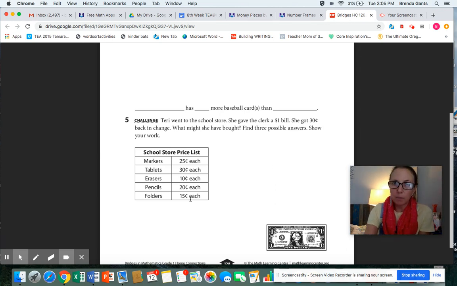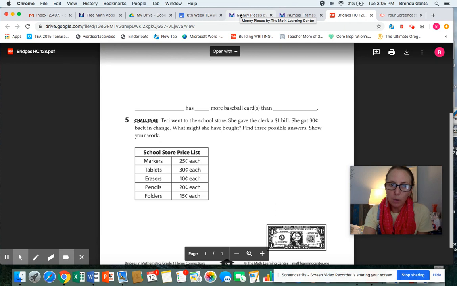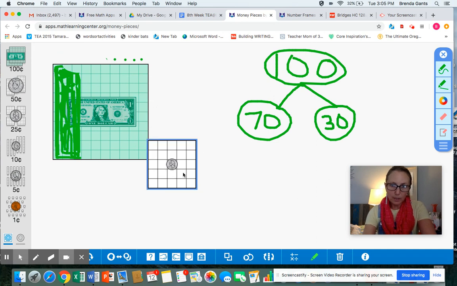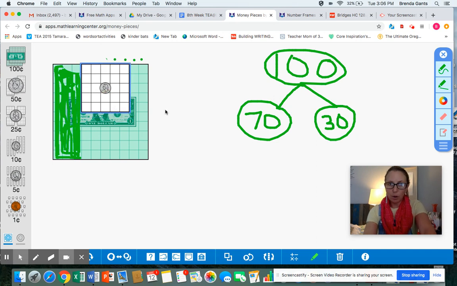What are the different combinations or different things? There are lots and lots of combinations. We're going to do one together. So let's see. Could she have bought some markers? So markers were 25 cents each. Whoops, I have to put my pen down. I'm going to erase that line. I always have to remember to put the pen down or it draws again. Now it's down. Okay. So I know that markers were 25 cents each. So let's see. Did she have enough to buy at least one marker? Yes. But she spent more money than that. So we know she didn't just buy one marker.